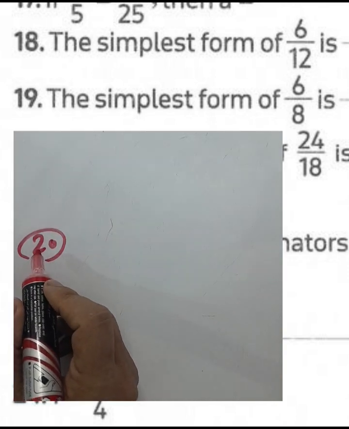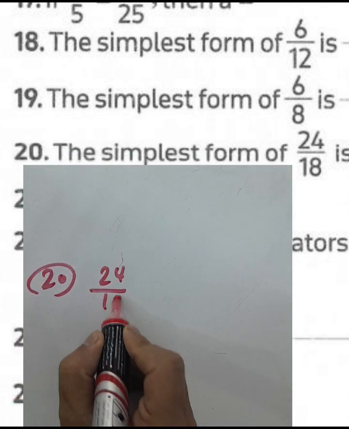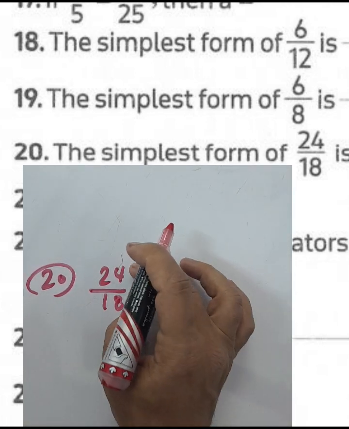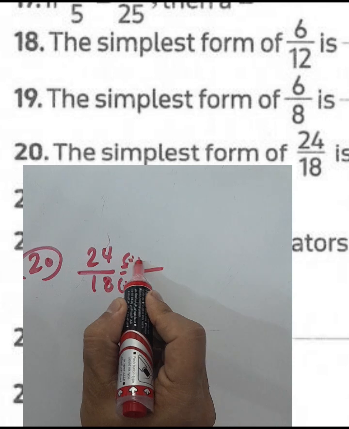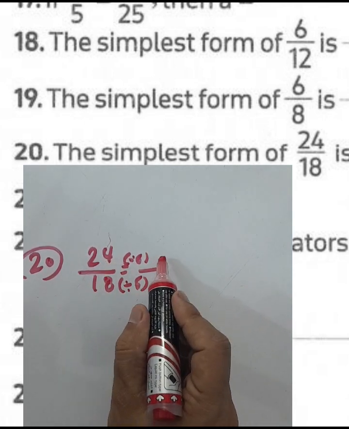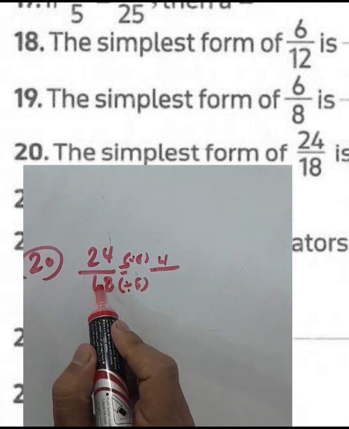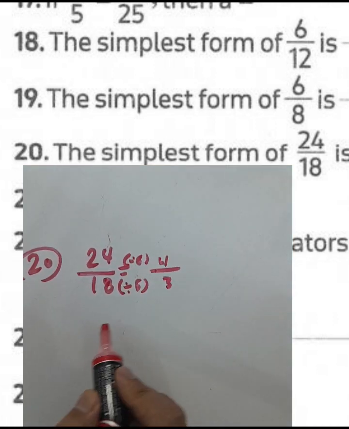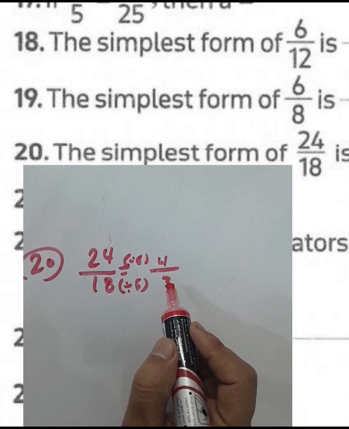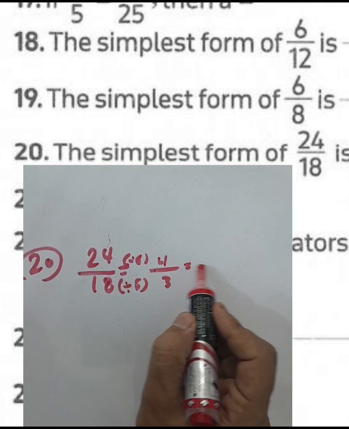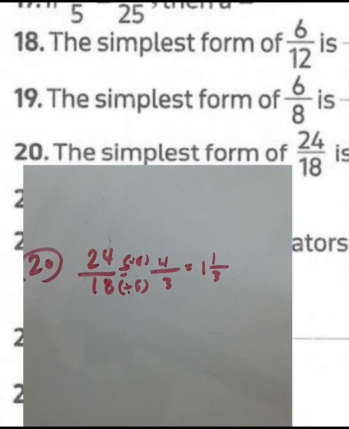Question 20. The simplest form of 24 over 18. We can divide by the highest common factor between the two numbers. It will be 6. Divide by 6 in the numerator and denominator. 24 divided by 6 equals 4, and 18 divided by 6 equals 3. 4 over 3 we call improper. You must convert it to a mixed number. Write 3 in the denominator. 4 divided by 3 equals 1, and the remainder 1.